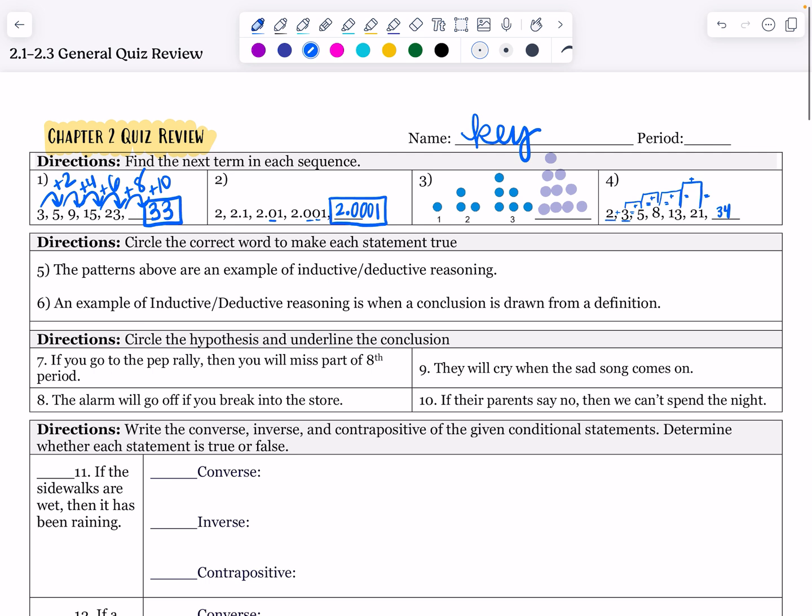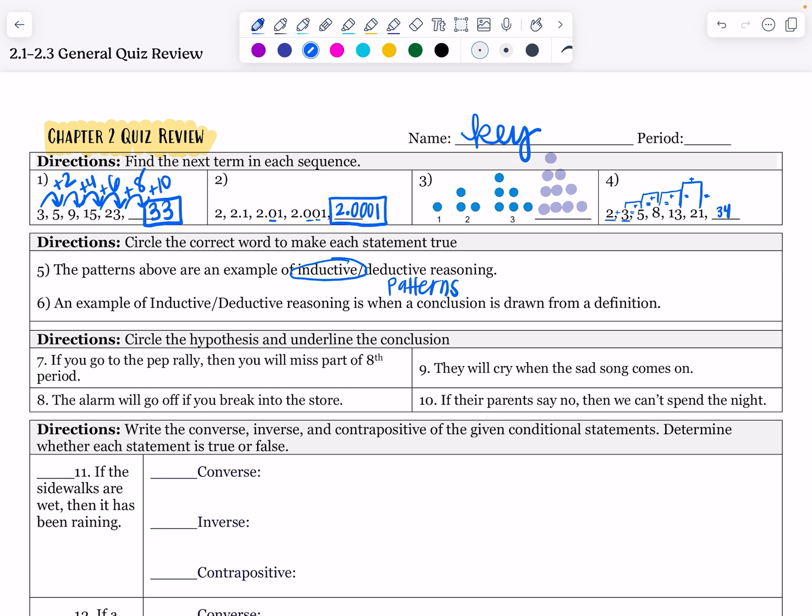Okay? All right, the above patterns are examples of what kind of reasoning? Inductive or deductive? Well, because we were looking at patterns and predicting the next term, we know that that is going to be inductive reasoning because we were looking at patterns. Inductive is I see, I think, I predict based on a pattern.